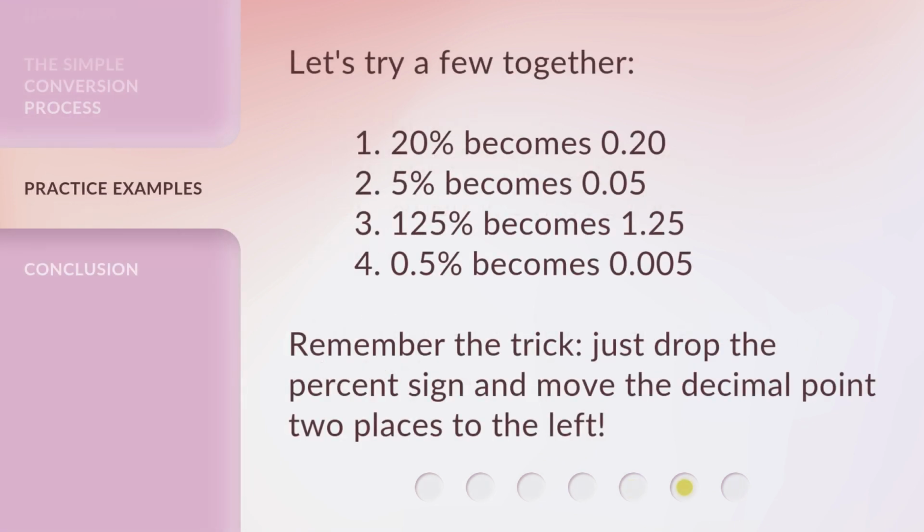Let's try a few together. 1. 20% becomes 0.20. 2. 5% becomes 0.05. 3. 125% becomes 1.25. 4. 0.5% becomes 0.005. Remember the trick. Just drop the percent sign and move the decimal point 2 places to the left.